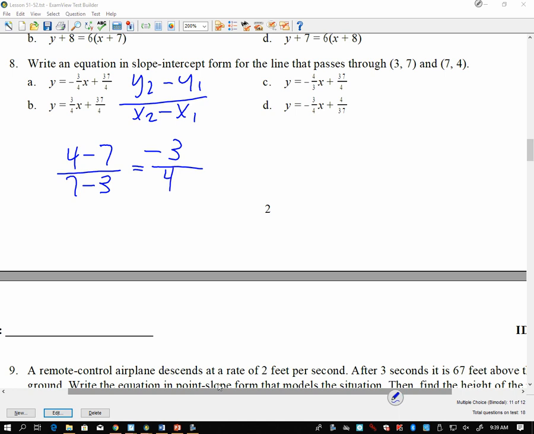Okay, so we're going to use this for my slope. Which coordinate do I want to use for my x1, y1? Jeremy, what do you think? 3, 7 or 7, 4? You want to do 7, 4? Okay. All right, so I'm going to write y minus what?